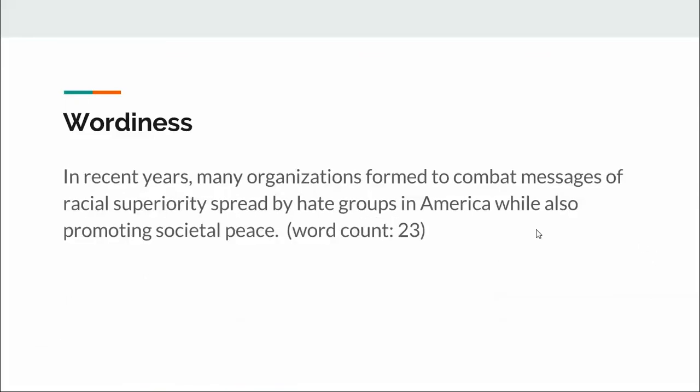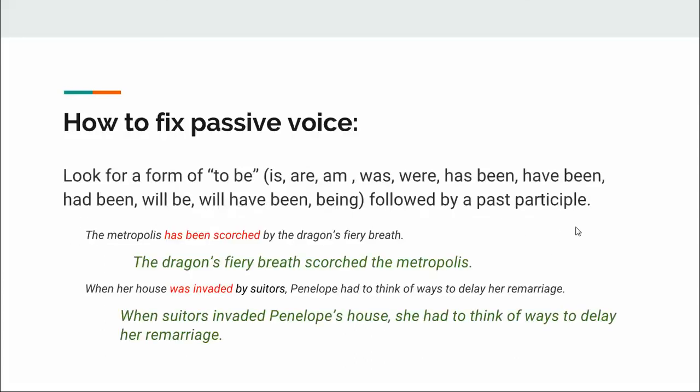So we'll look at how we would eliminate that. Here's the exact same sentence, exact same ideas, far fewer words, less than half, only 23 words on this one. In recent years, many organizations formed to combat messages of racial superiority spread by hate groups in America, while also promoting societal peace. The language here is much more concise, and it's much easier to see what the writer is trying to say.